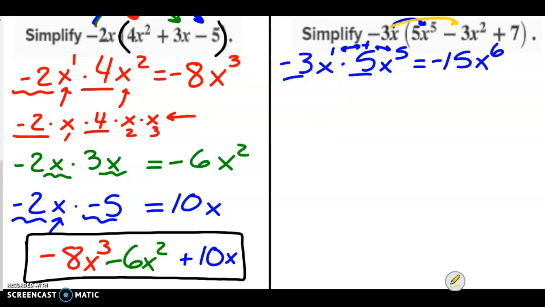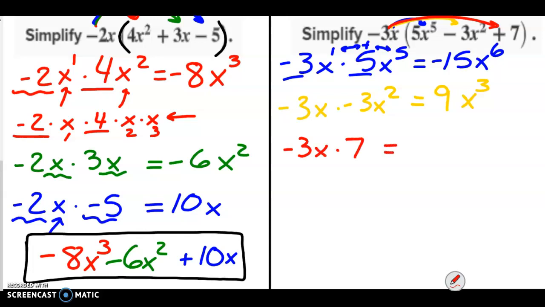That next one we see, negative 3x times a negative 3x squared. Negative 3 times a negative 3 is positive 9. X times x squared is going to be x cubed. There are 3 total x's there. And then the last multiplication we're doing in this problem, negative 3x times just a 7. And that's going to end up negative 3 times a positive 7 is negative 21, and there's just an x there along for the ride.